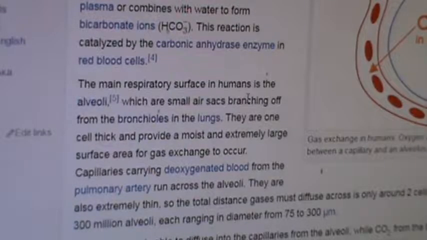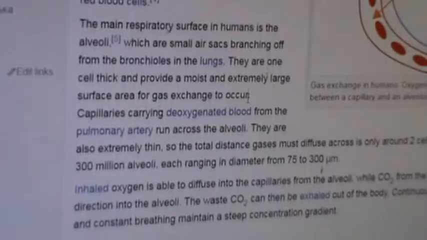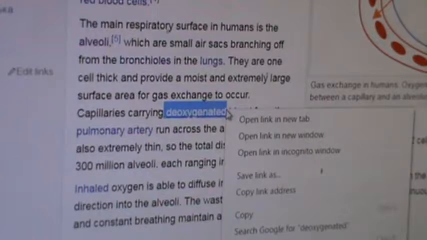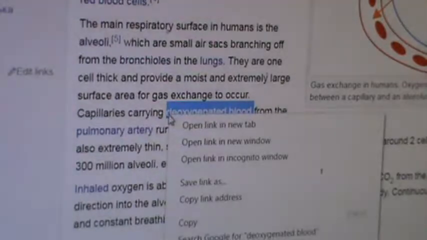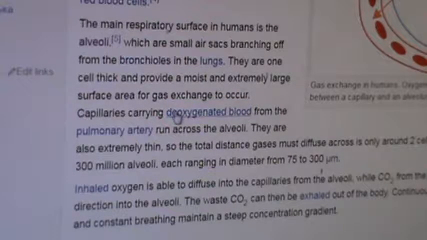1 cell thick gas exchange, capillaries carry deoxygenated blood from the pulmonary. I like solving all this. Oh yeah, oxygenated and deoxygenated are both divided by 3. Deoxygenated was Holy Ghost. 2 cells. There you go. 300 million alveoli.